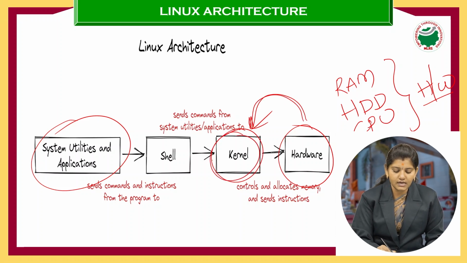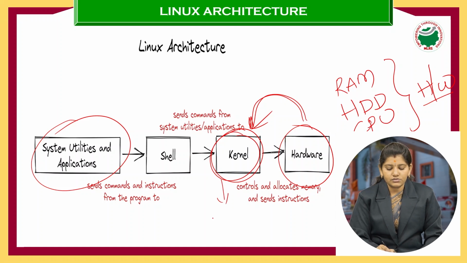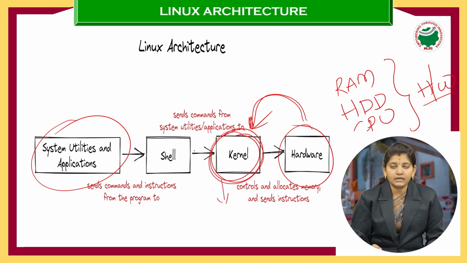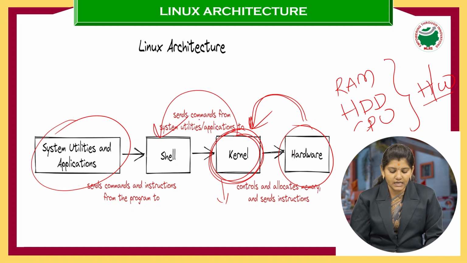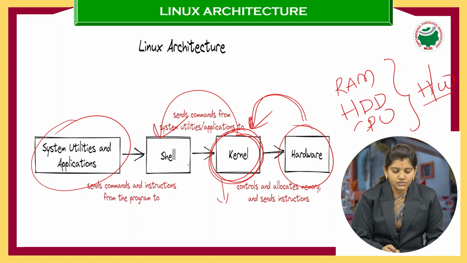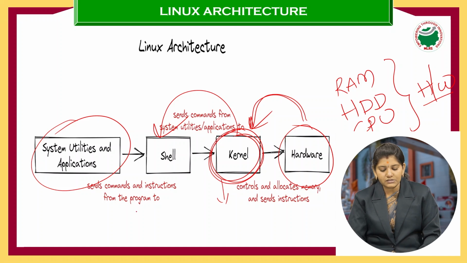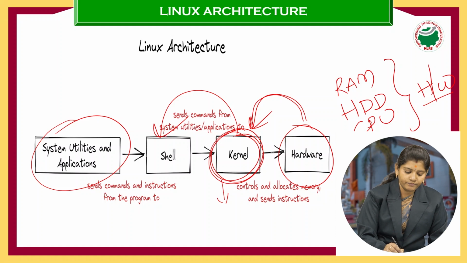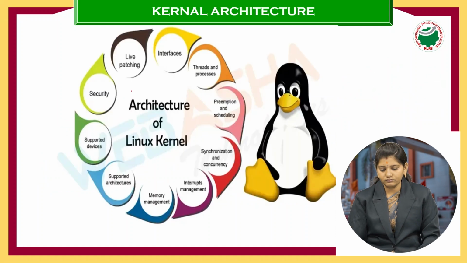The kernel is the heart of Linux. It adjusts everything and then sends it to the shell. The shell takes the commands from the system utilities and applications, controls and allocates memory, and sends the instructions. So this is the Linux architecture.